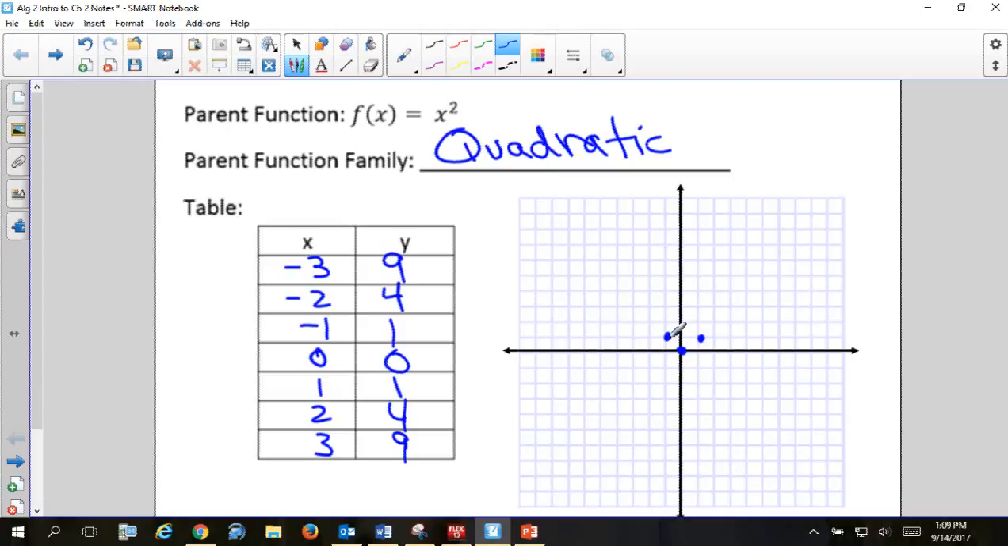If I go right 2, then I go up 4, because 2 squared is 4. And it's symmetric, so it does it to the other side too. If I go out 3, then I go up 9 from that center point. So from the center point, I'm going out 1, up 1, out 2, up 4, out 3, up 9. And then we have our parent function, which we did last chapter a little bit. We're going to focus heavily on it this chapter.